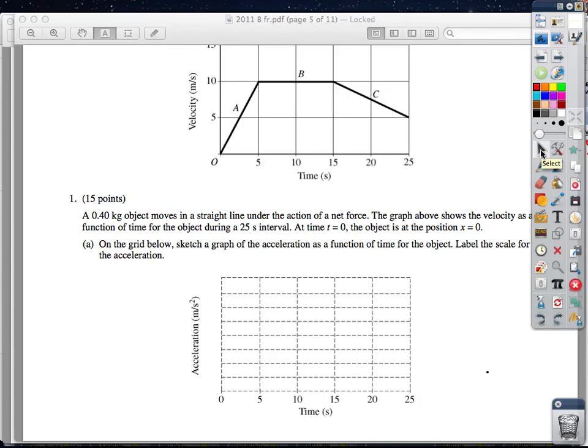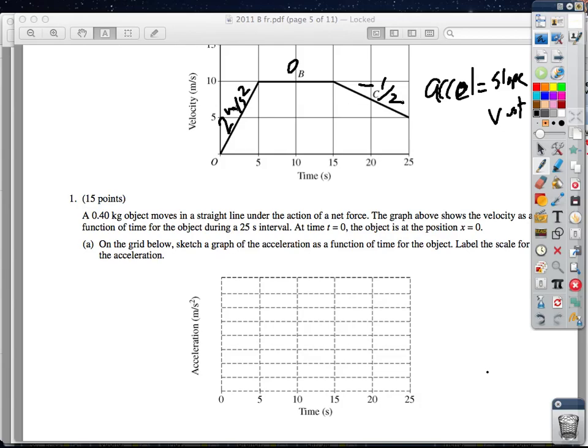All right, on the grid below, sketch a graph of the acceleration as a function of time for the object. Label the scale for the acceleration. Obviously acceleration is just the slope of the v versus t graph. So this slope right here is 2? That's 0, obviously, and this is a rise of -5 over 10, so that's -1/2.